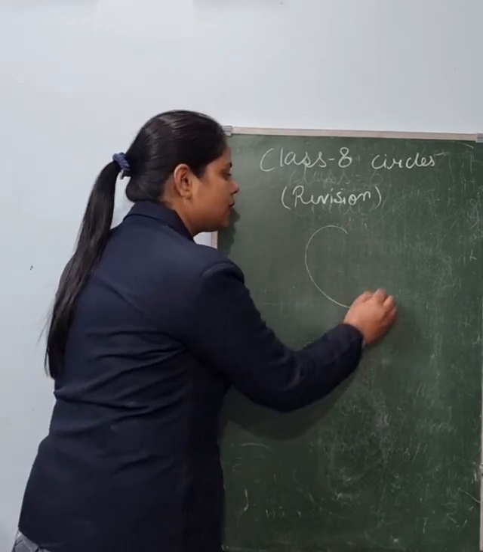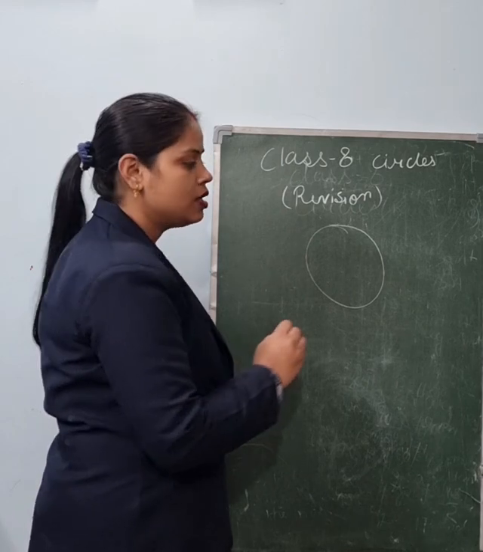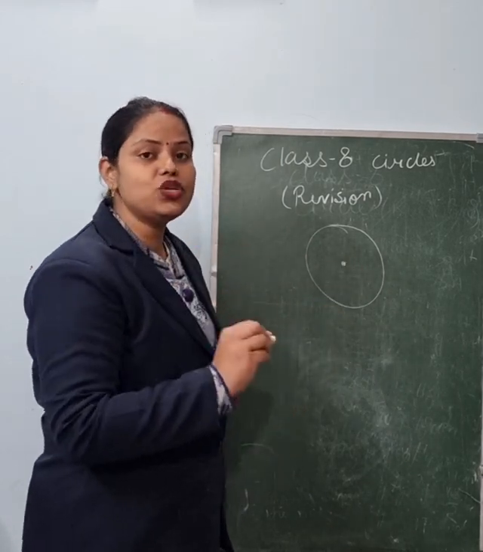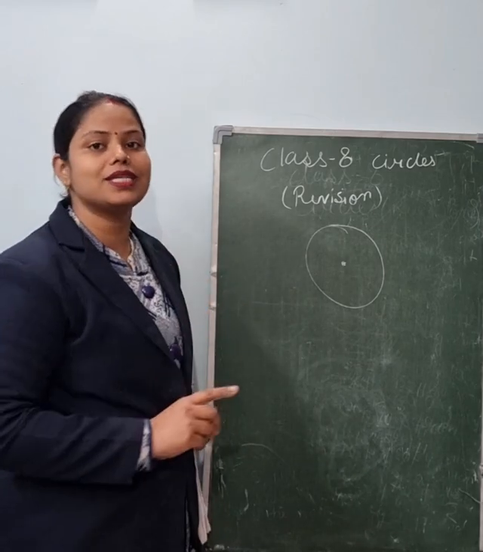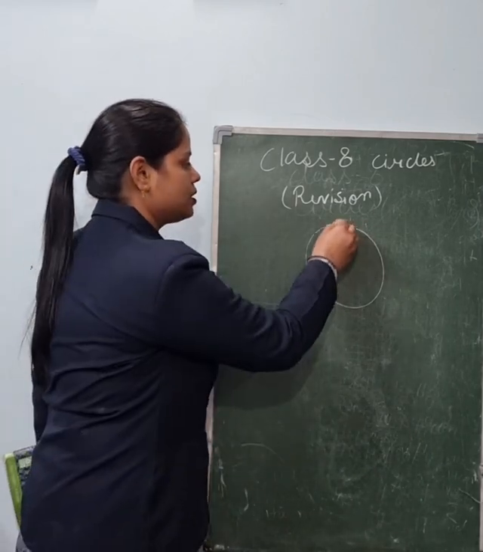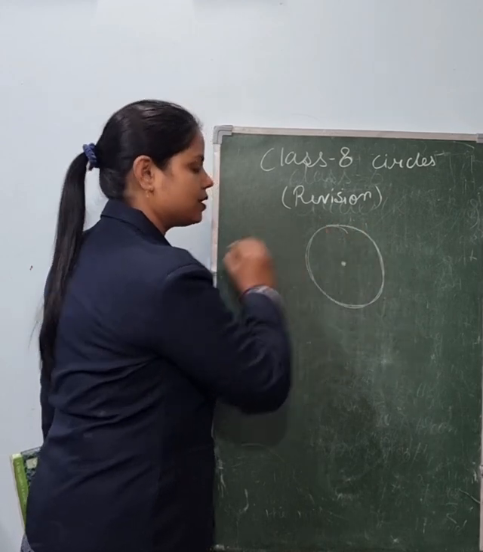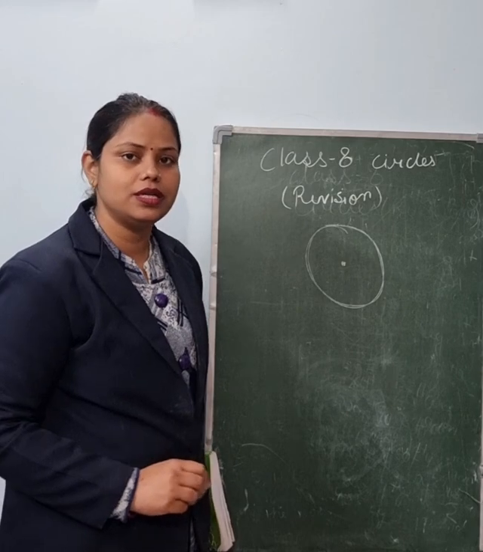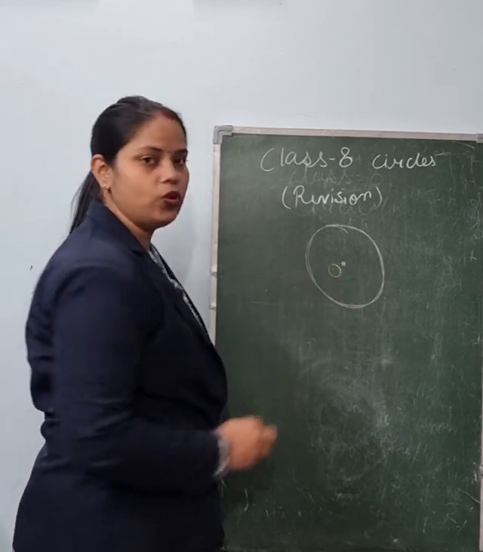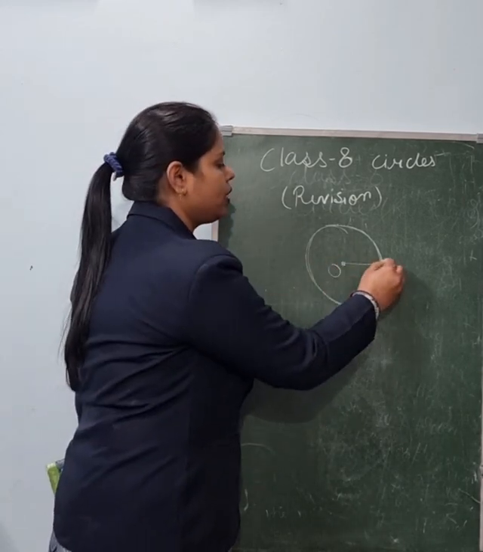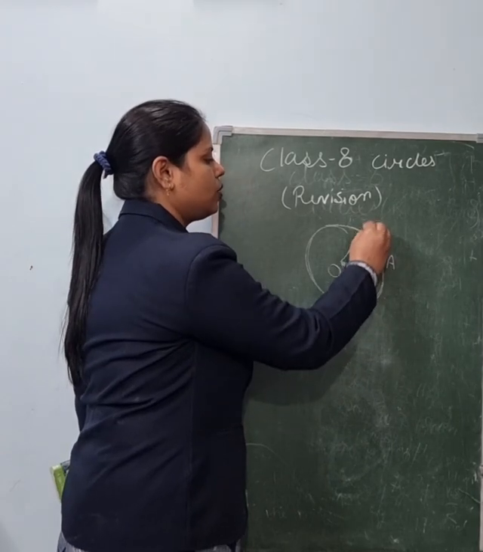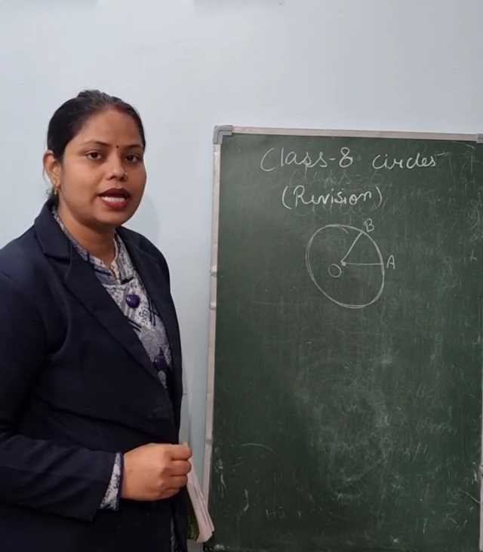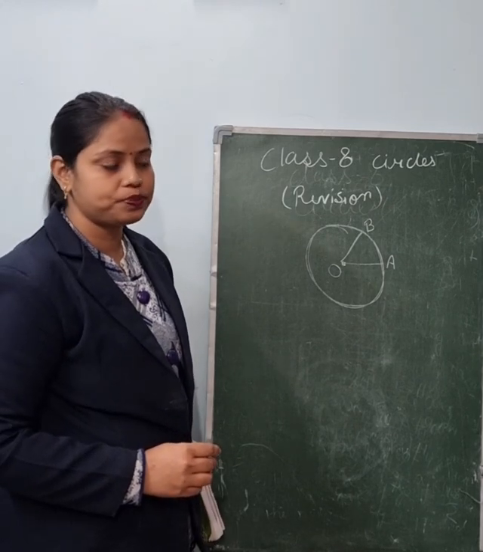A circle is a closed figure such that the distance of every point on the circumference of the circle, this is known as circumference of the circle, from the center, which is O here, is the same. So we can write down OA is equal to OB. It is represented by small r, that is the radius of the circle.